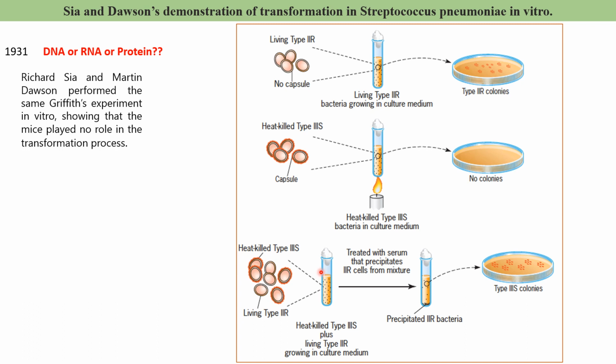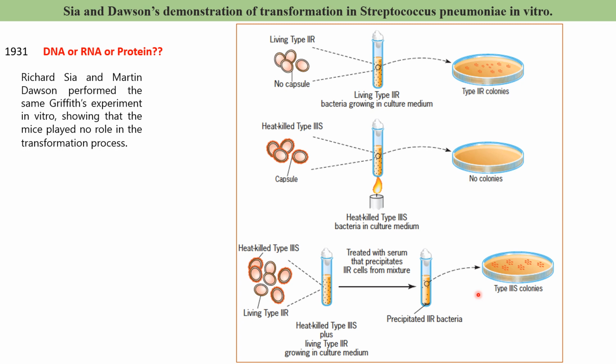In the third setup, they grew live R-type with heat killed S-type and further precipitated the R-type from the broth just to distinguish which R-type strains might have taken the transforming principle from S strain or not, just to distinguish the transformed ones from non-transformed ones, and further when the group inoculated them on culture plates, they found S colonies.